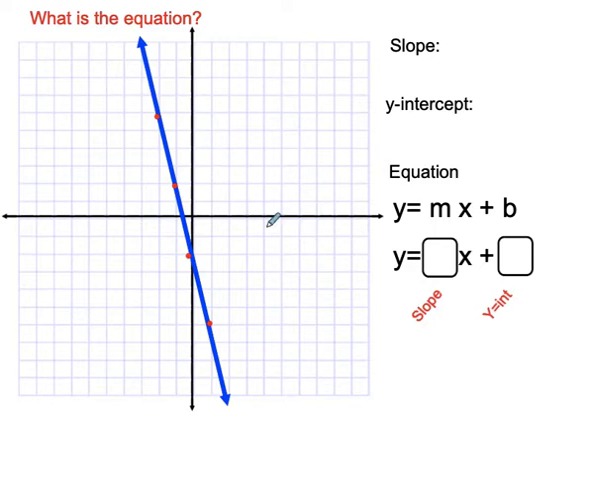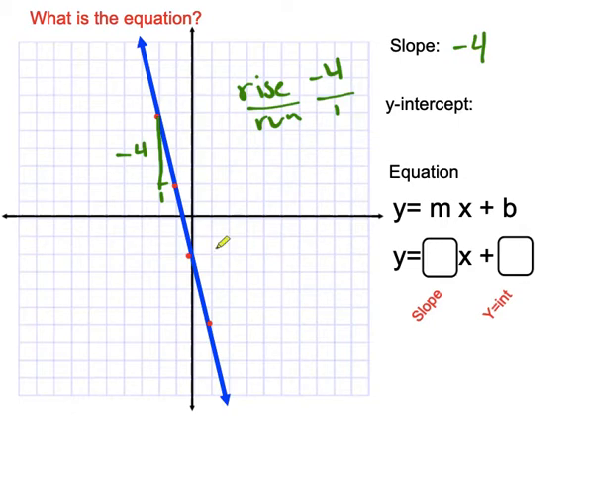Same deal. Pause the video. Come back when you're ready. We'll start with the slope again. This one is going down 4 over 1. The rise is down 4. The run is 1. So the slope is -4 divided by 1, or -4.